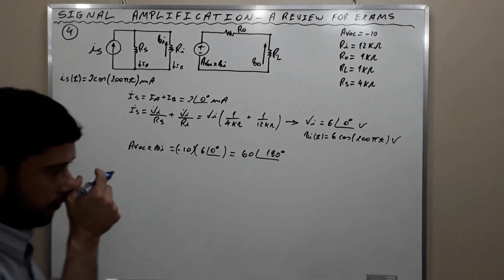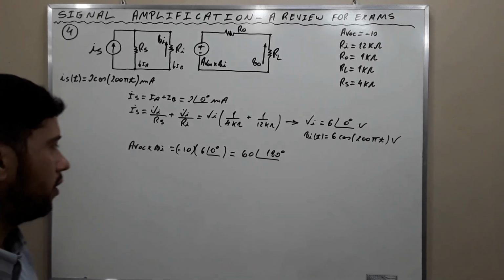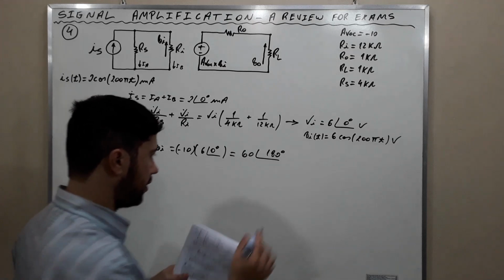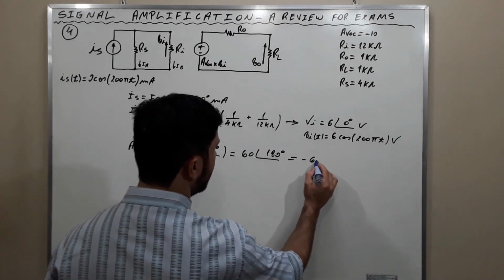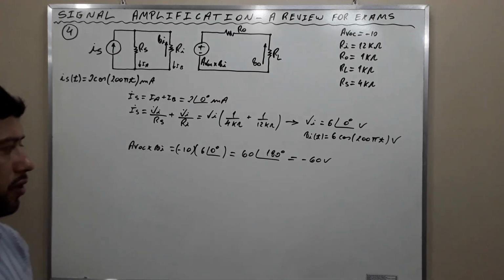If you prefer, if you do not want to consider the phase, you can simply say that it is equal to -60 volts, alright? I prefer to use the phase, it's clearer.